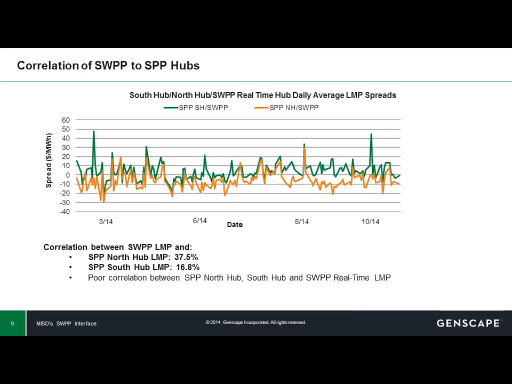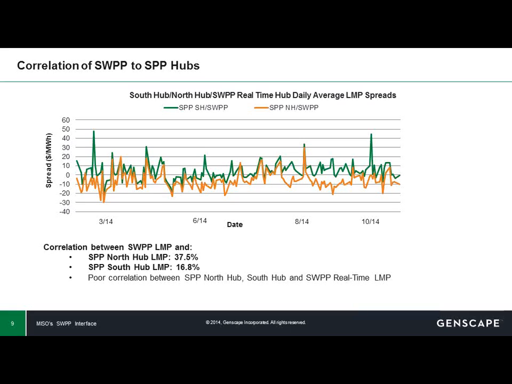In addition to the hub spread that we ran earlier, we also studied the real-time SPP interface flow, the real-time MISO wind generation, real-time SPP generation, and Swpp real-time LMP. And here, in terms of the interface flow, the negative indicates an import into SPP, while the positive indicates the export out of the SPP.